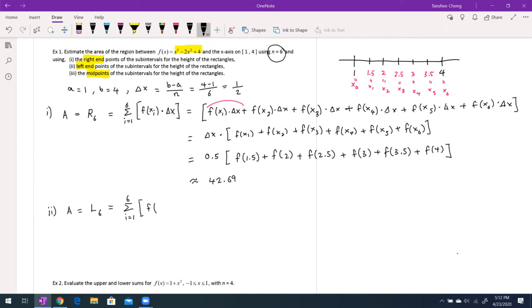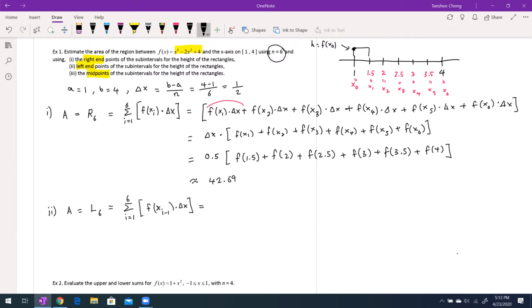So that means for my first rectangle, I'm not going to use the right endpoint, x sub 1, anymore. I'm going to be using the left endpoint, which is x sub 0, to approximate my function. So the height of this rectangle will be equal to the function evaluated at the left endpoint. That's why we change our formula. It will be x sub i minus 1, because when i is 1, 1 minus 1 gives me 0. Follow? So times delta x.